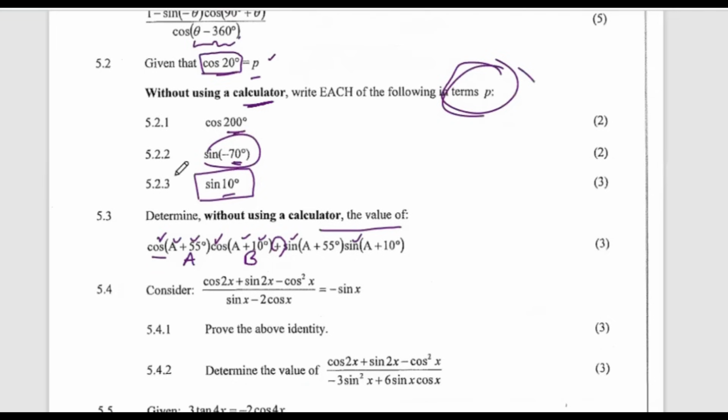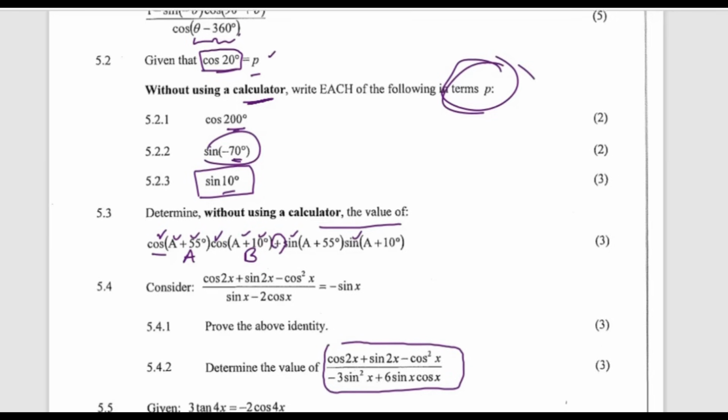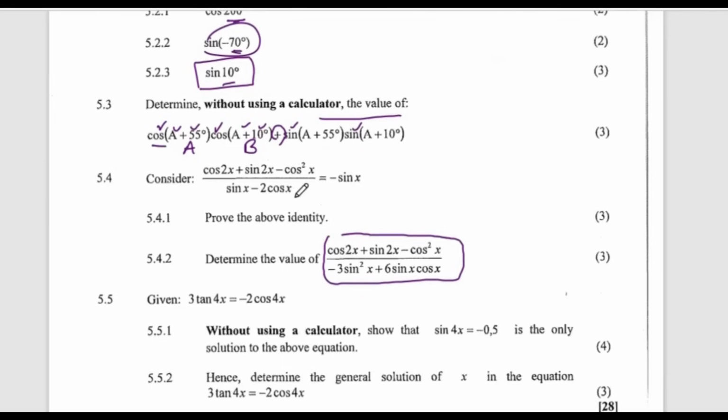5.4.2. They want us to determine the value of this working. Okay, so when I look at this, does it look like the top part, this, and that? And then I'm seeing the bottom part, there's a sine squared. And then there's a cos, which means there's an introduction of something extra here.